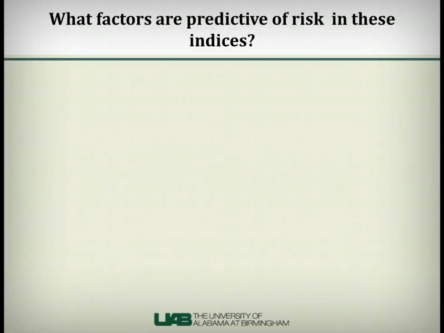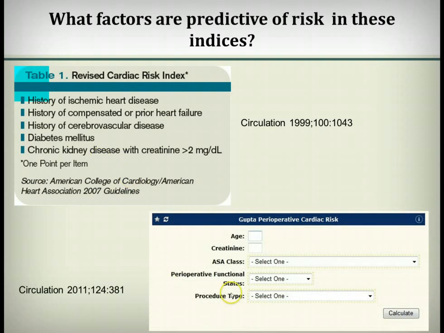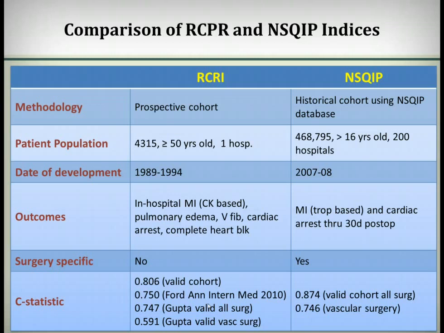So let's look at the factors that are predictive of cardiovascular events following non-cardiac surgery. First, for the Lee criteria, these 5 elements were found to be predictive of cardiovascular events: history of ischemic heart disease, history of heart failure, history of cerebral vascular disease, insulin requiring diabetes mellitus, and chronic kidney disease with a creatinine greater than 2. Gupta's tool includes these 5 elements: age, creatinine, American Society of Anesthesiology class, perioperative functional status, and importantly, procedure type. So let's compare these two tools to each other, how they were developed and how valid each one of them are.